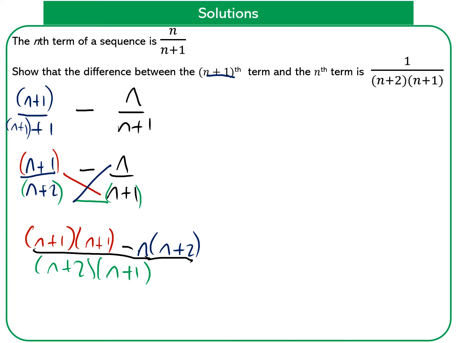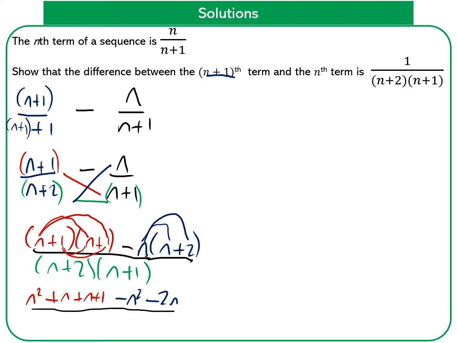Okay, so let's multiply that top bracket out. I've got n times n is n squared, n times 1 is n. 1 times n is 1n, 1 times 1 is 1. Okay, that's all positives. Let's multiply that other bracket out. So we've got n times n is n squared, positive and negative make a negative, n times 2 is 2n, negative and a positive make a negative. And now I will say that's all divided by this.